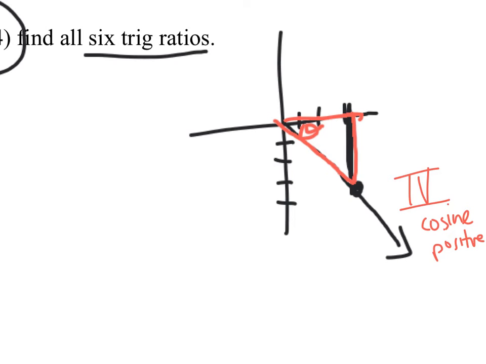Okay, remember, because all students take calculus. So the cosine is positive. We have this nice right triangle. How do we get our sides?